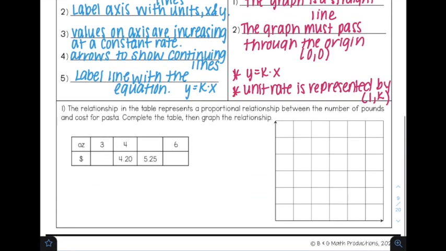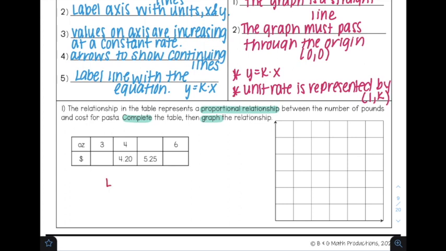All right, let's try the first question. So the relationship in the table represents a proportional relationship between the number of pounds and cost for pasta. Complete the table and then graph the relationship. So we're doing two things. We're completing and then graphing. So if I know that 4 ounces of pasta is going to cost $4.20, then what I can figure out is the unit rate.